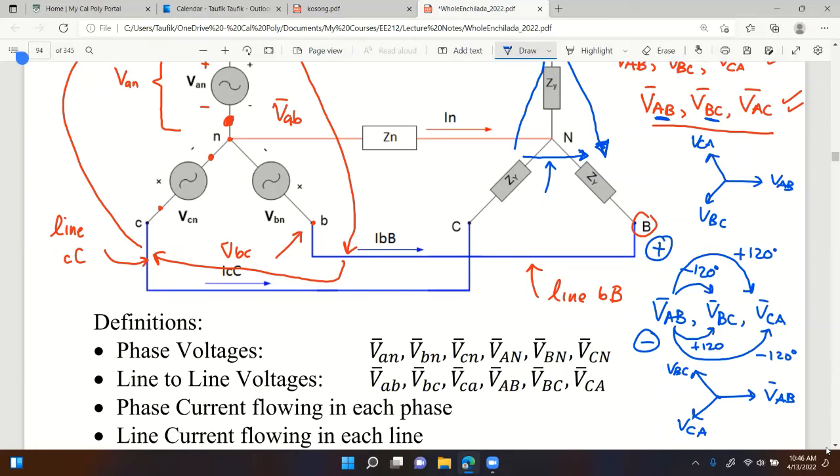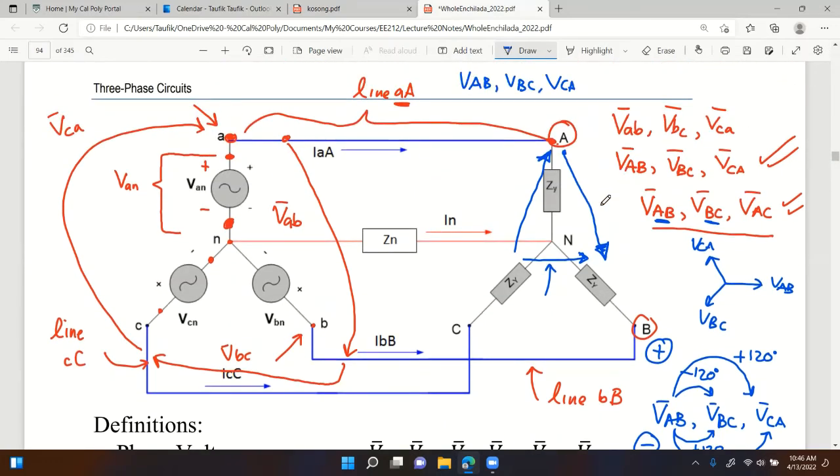Again, the naming should be the same regardless of positive sequence or negative sequence, right? VAB, VBC, VCA. The one thing that would differentiate between positive sequence and negative sequence would be the phase angles. Okay, now, if that's clear, any questions on line-to-line voltages?